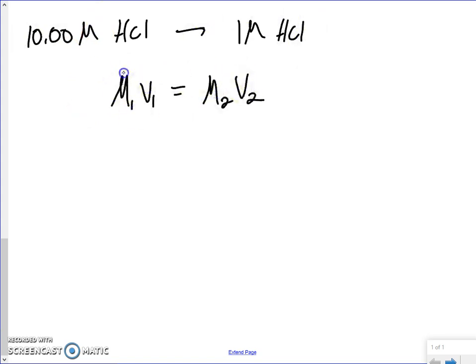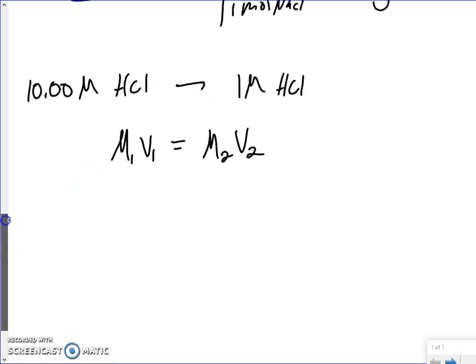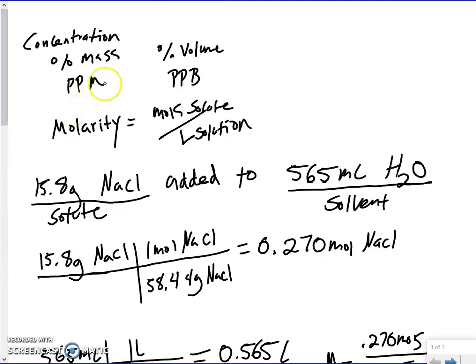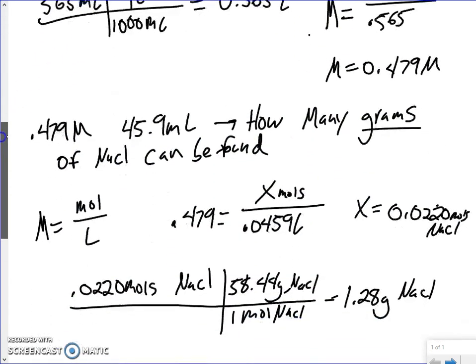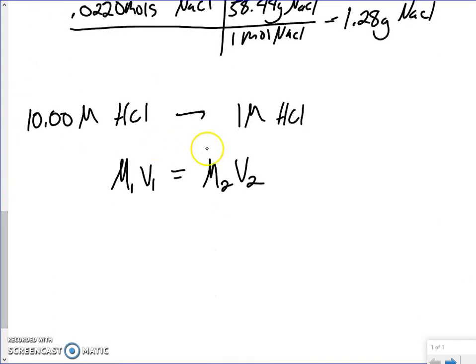M1V1 equals M2V2. Notice this is capital M, which is the same M we're using for molarity. Where do I use that? Right here. Capital M is a symbol for molarity. Notice it's also my unit for molarity. It means moles per liter. So moles per liter times volume equals moles per liter times volume.